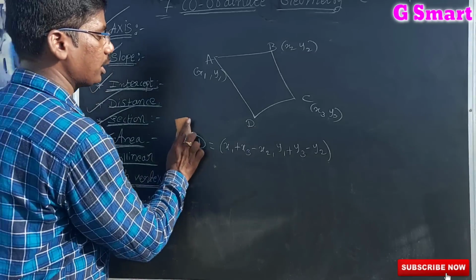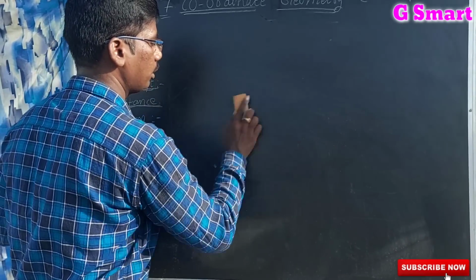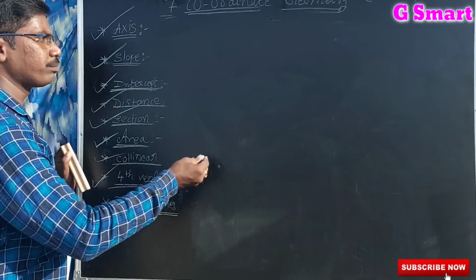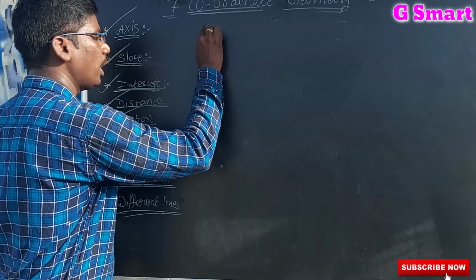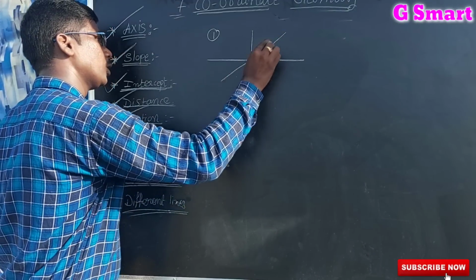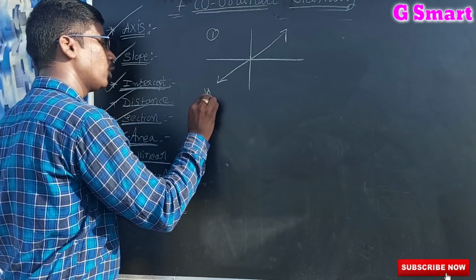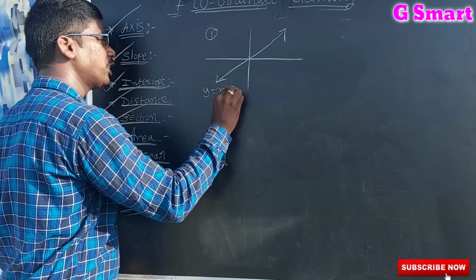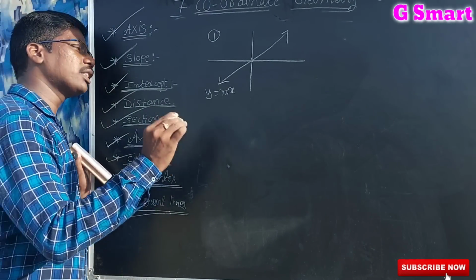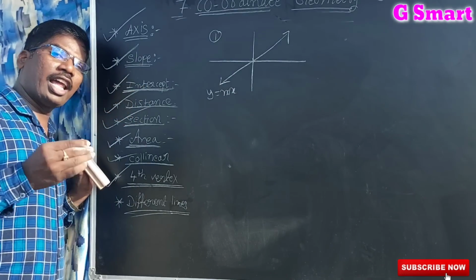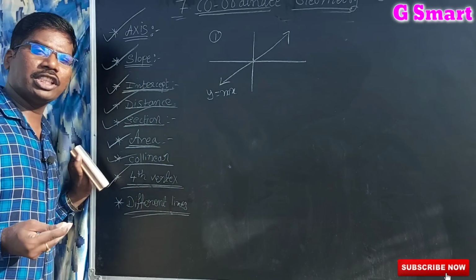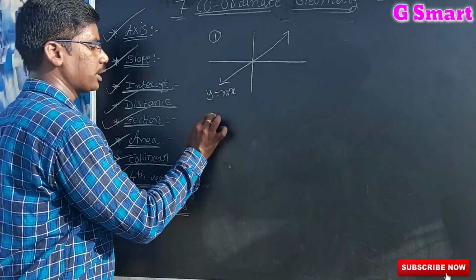Next, different lines. We have to find the different lines. So how to do different lines? See here. First one: this is the line y is equal to mx, a line which is passing through the origin. They may ask which of the following is the line which is passing through the origin. Based on this concept they may ask: which line passes through the origin? y is equal to mx.